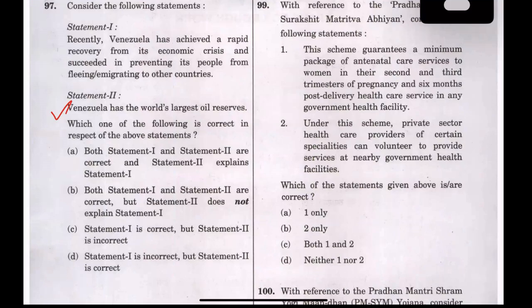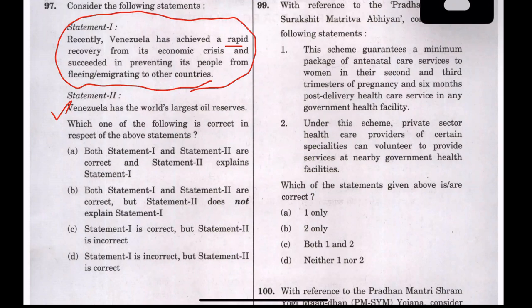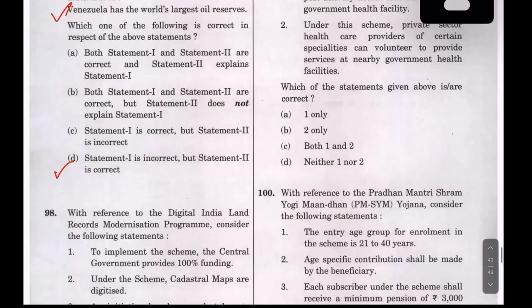Venezuela, see, this statement itself is wrong. Venezuela has achieved a rapid economic recovery. So it's not economic development, rapid economic recovery. The country is reeling under economic crisis. Actually, the problem of migration into Central America and other countries is because of this economic crisis. So statement 2 is correct, statement 1 is wrong.